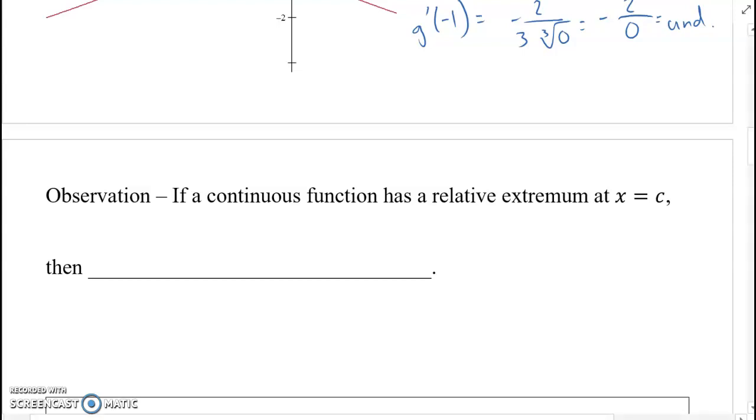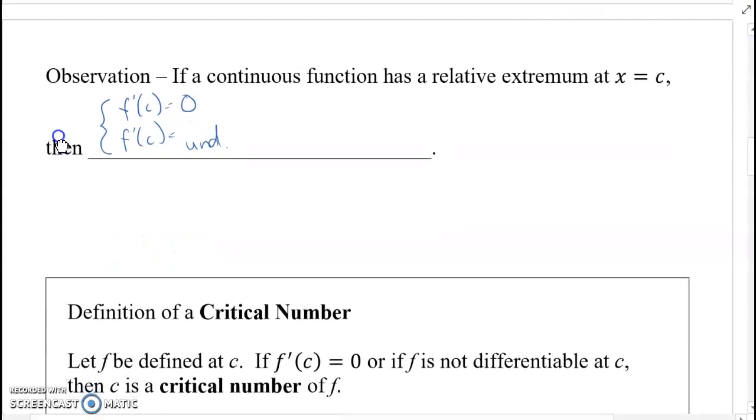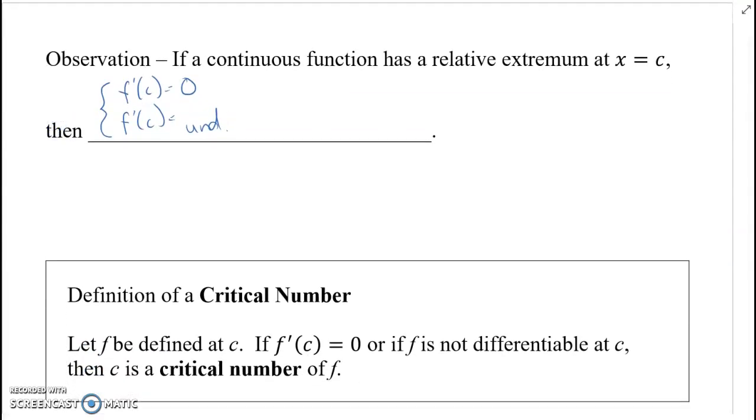Well, if our last two examples were any indication, then we have two possible scenarios. Either we have f prime of c equals 0, or f prime of c is undefined. One of those two things seems to be true no matter what. So now we're going to have a definition of a critical number. A critical number of a graph is a value c such that f prime of c is either equal to 0 or is undefined. That's what f is not differentiable at c means.